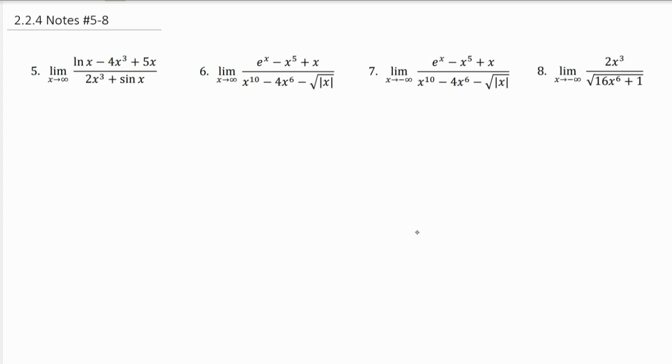So for example, ln x, log graphs look like this. Negative 4x cubed is going to be pretty steep. It's going to look like this. And then 5x looks like this. So as x goes to infinity, this one is the winner because it is the steepest. It's going off to negative infinity faster than these are going to infinity.